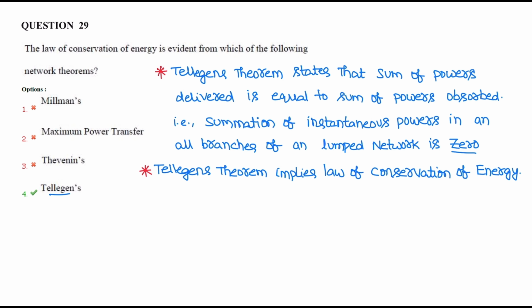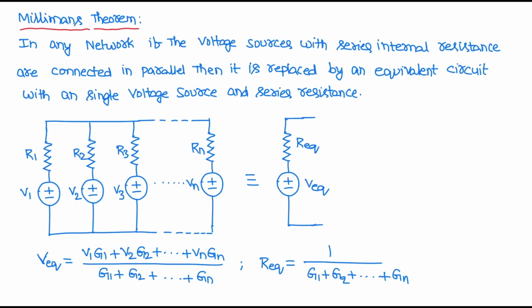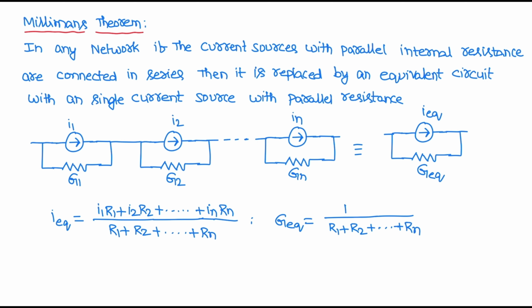Next, Millman's theorem. Just now we have seen Millman's theorem statement. If voltage sources with series internal resistance are connected in parallel, then it is replaced with an equivalent circuit consisting of an equivalent voltage source with series resistance. Similarly, Millman's theorem for current sources: if current sources with parallel internal resistances are connected in series, then it is replaced by an equivalent circuit with a single current source and parallel resistance. So this is the statement for Millman's theorem.